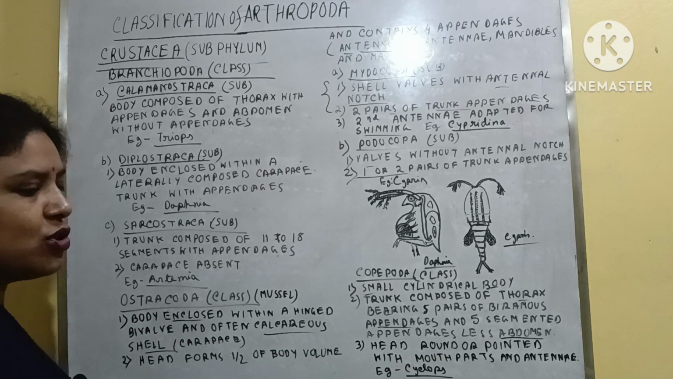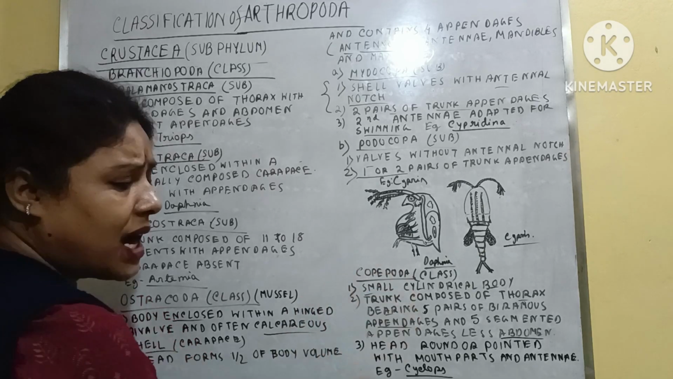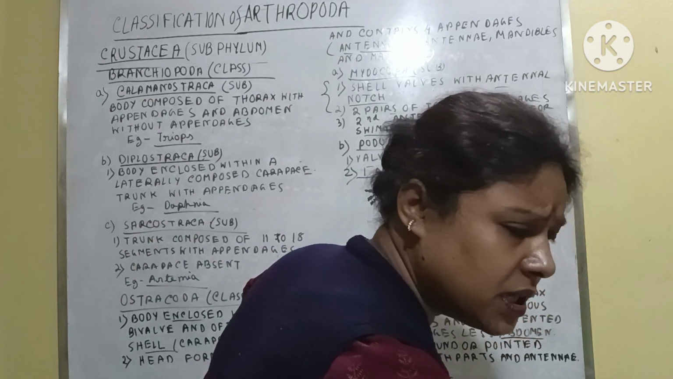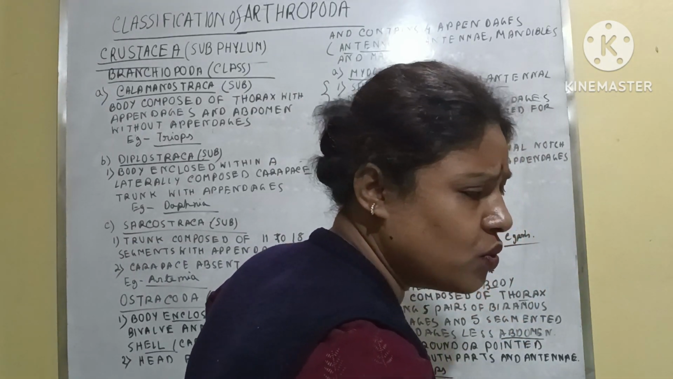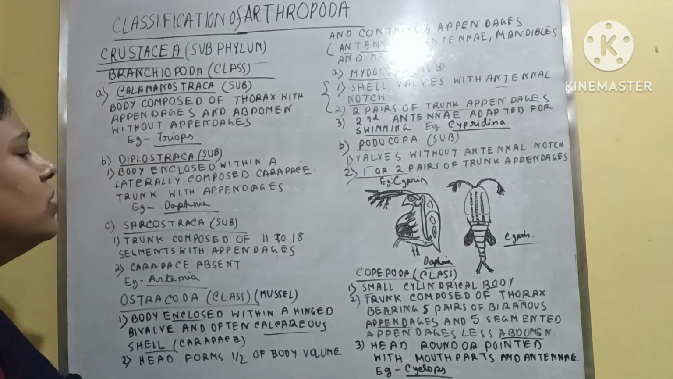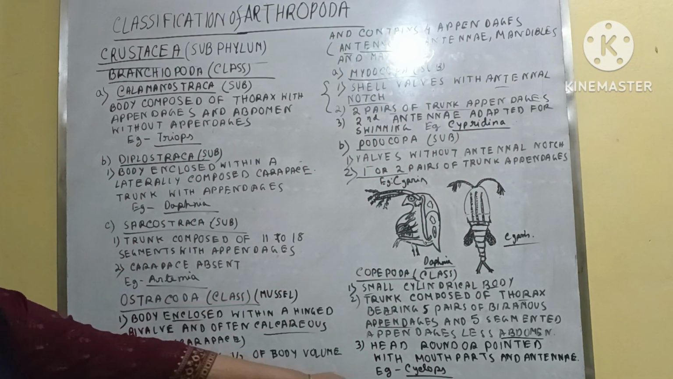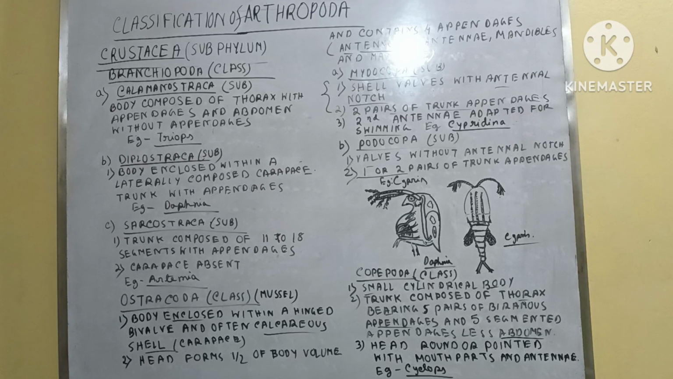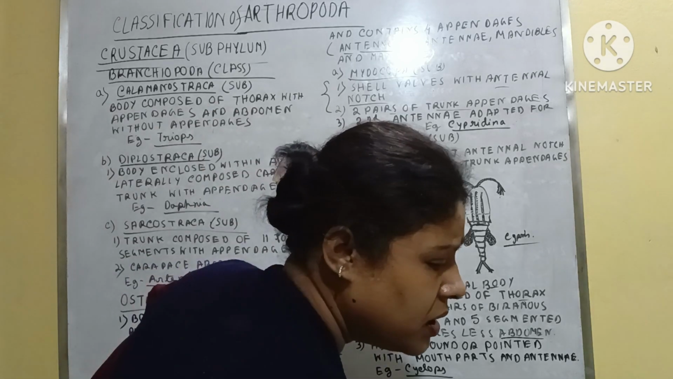Example is Cyclops. So under Copepoda, are there subphylums or not? No, there are no subphylums, only class Copepoda. That's why the example is Cyclops. Clear?